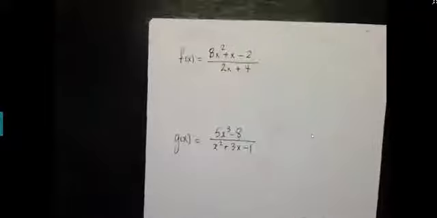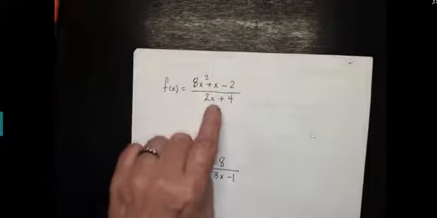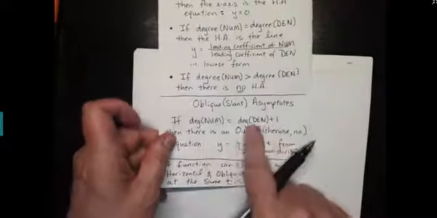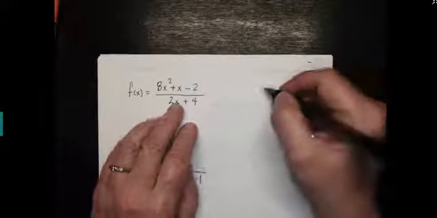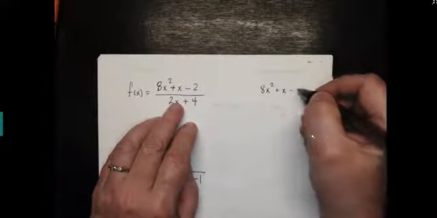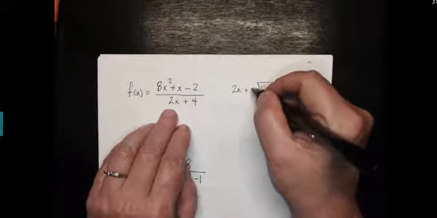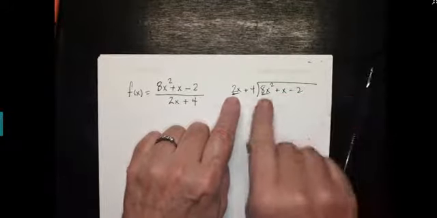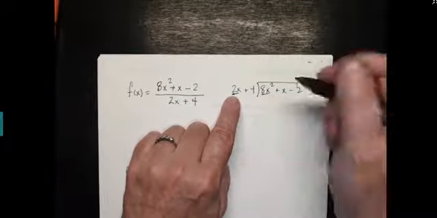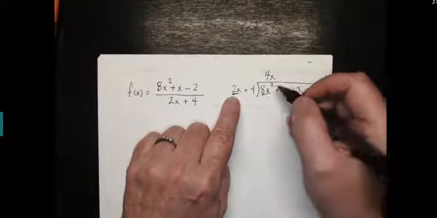Let's look at these. The degree of the numerator is 2. The degree of the denominator is 1. There will be a slant asymptote. But we have to do polynomial division. We cannot do synthetic division. So I look at these two. What do I need to multiply 2x by to get 8x squared? Well, 4x. Then I multiply everything by 4x.